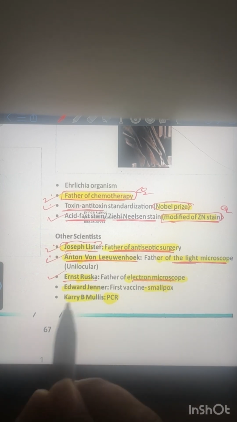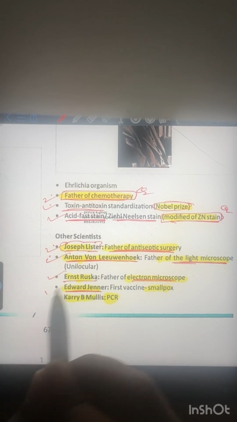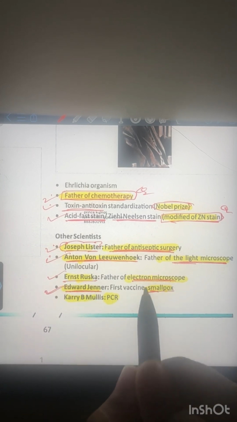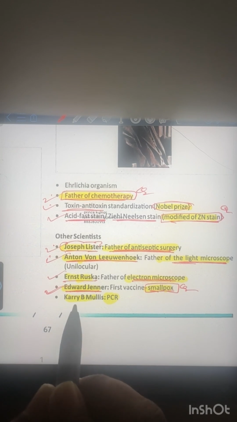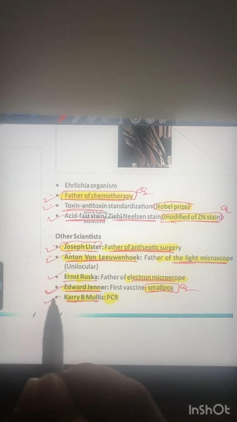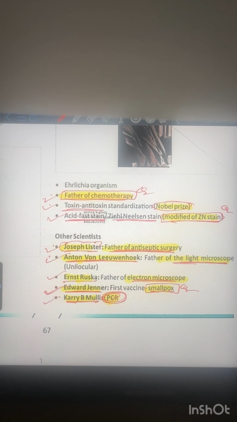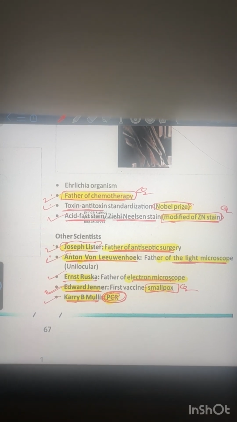It was for smallpox. Now smallpox has been eradicated after 1980, but the first vaccine was given by Sir Edward Jenner. What did Kary B. Mullis give us? KBM, 3 alphabets, gave us PCR, polymerase chain reaction. So Kary B. Mullis gave us polymerase chain reaction. What did H.C. Gram give us? No points for guessing. The Gram staining that you study was given by this scientist.